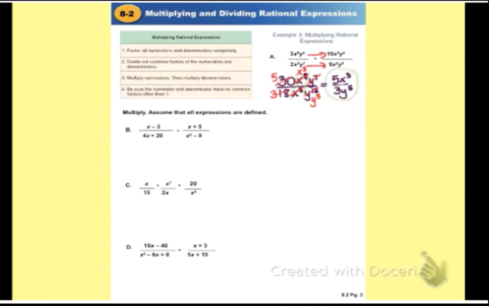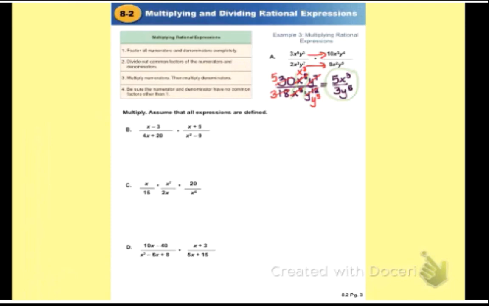Now for something like example B, I definitely want to follow these four stepped out directions here in this box. And so the first step says to factor all numerators and denominators completely, and that's what I'm going to do. So I look at this x minus 3. There's nothing I can do to simplify that at all. I can't factor that.